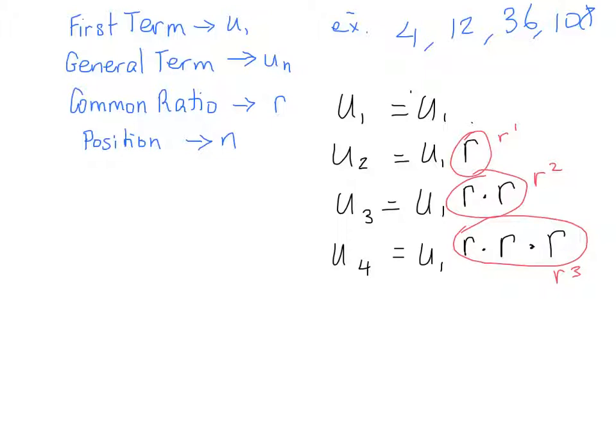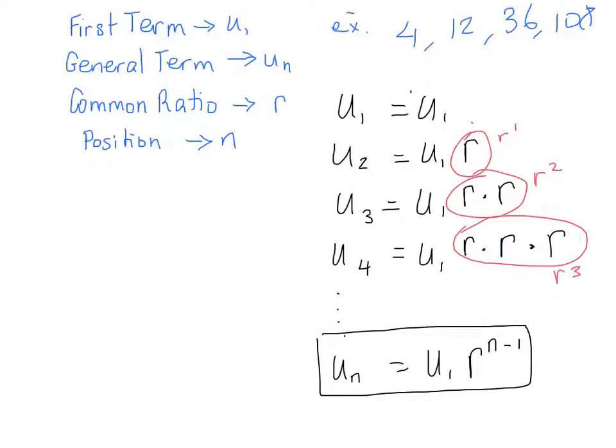So that's actually the formula. We could keep going and say, well, Un therefore is U1 times R to the n minus 1. Alright, so that's the formula that we'll be using to find any term of a geometric sequence. You won't actually have to know how to figure out what that formula is ever again, but I just wanted to show it to you because it's pretty cool.